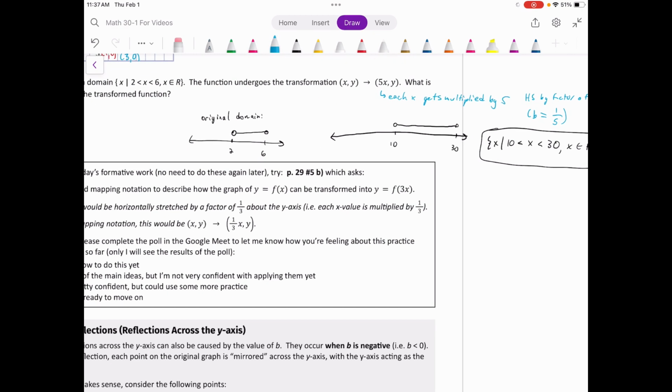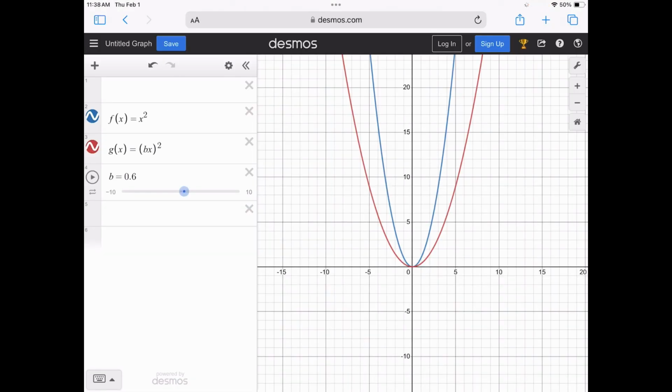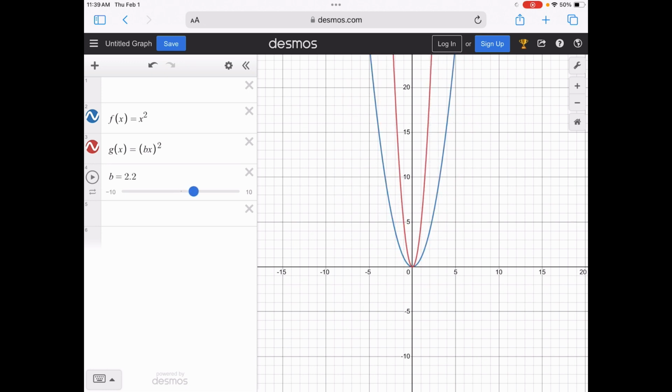Okay. Let's just take a look at this. Now that we've talked about it a little bit, we can visualize the effect of b. Notice I've graphed two things here: y = x² in blue, and y equals replacing x with bx. Then I can mess around with the value of b here. We can see how that affects the graph.